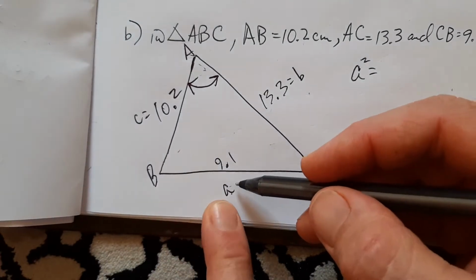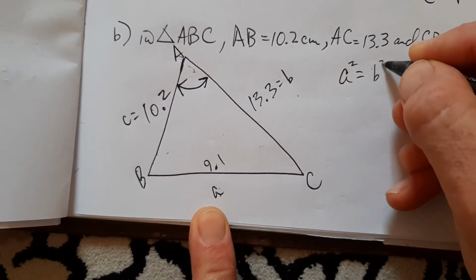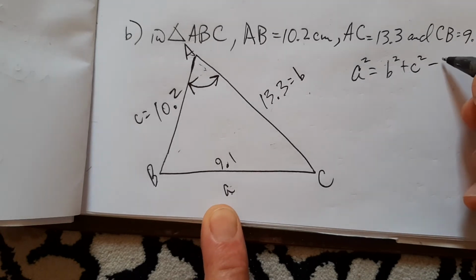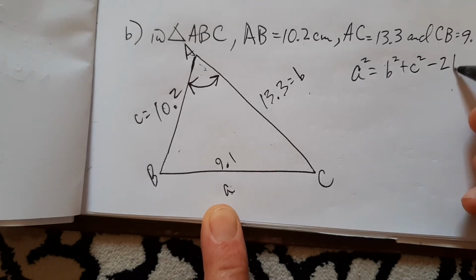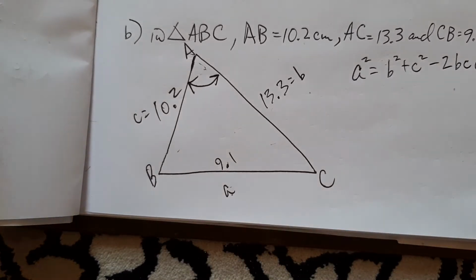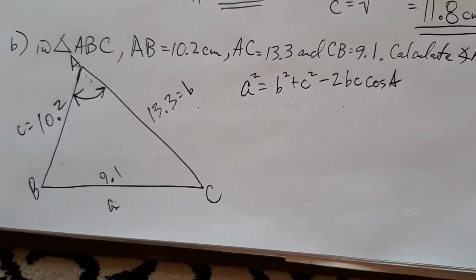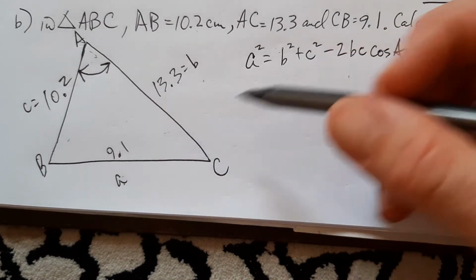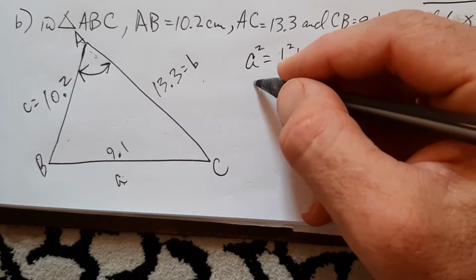So we're going to go with a squared equals b squared plus c squared minus 2bc cosine of A. Okay? You just have to be careful because you want to find angle A. I hope that makes sense. And then from there on, you just plug everything in. As long as you've labeled all your sides right, you should have no problem here.